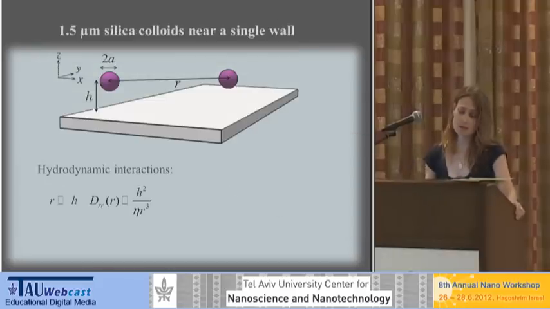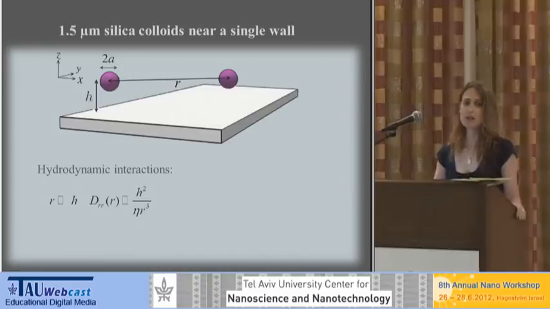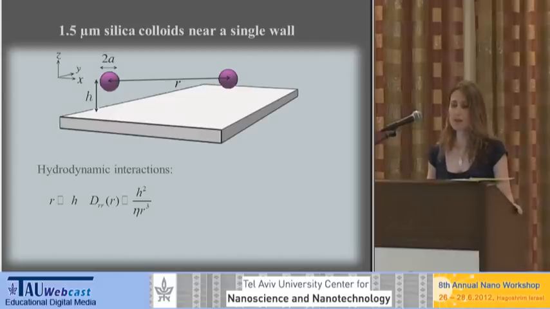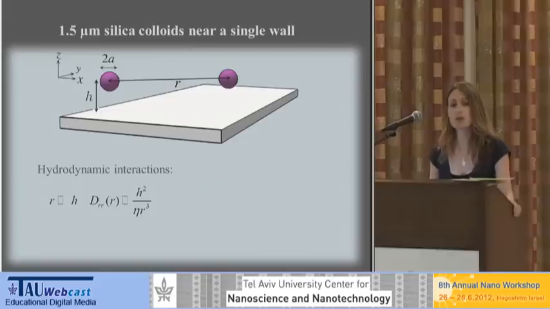Our experimental system consists of silica colloids with a diameter of 1.5 microns suspended in an aqueous medium. Due to density differences between the silica and water, the colloids sediment to create an almost two-dimensional suspension floating above the chamber's floor. The in-plane motion of the two-dimensional suspension was already characterized both theoretically and experimentally in the literature, and we know that the long-range correlated motion decays like 1 over R cubed.